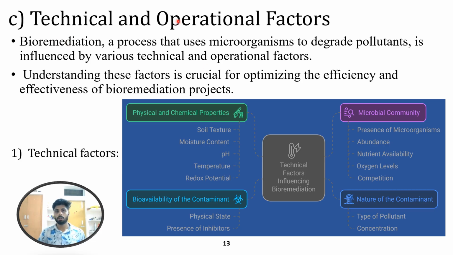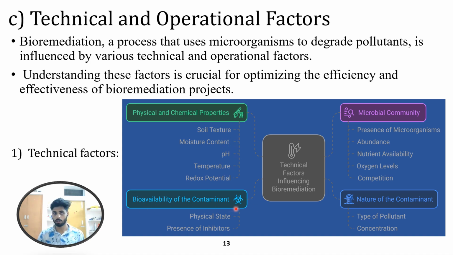So we are coming to the final part of this discussion. Here we will be discussing technical and operational factors. In technical factors, we have the physical and chemical properties of the environment where the contaminant is present. For example, suppose a contaminant is present in a soil sample. The overall texture of the soil, moisture content, pH, temperature, redox potential, everything will have an effect on the process of bioremediation, because we are using microorganisms, which are living organisms, to remove these contaminants from this particular soil sample. So all this will have an effect on the survival and activity of these microorganisms.